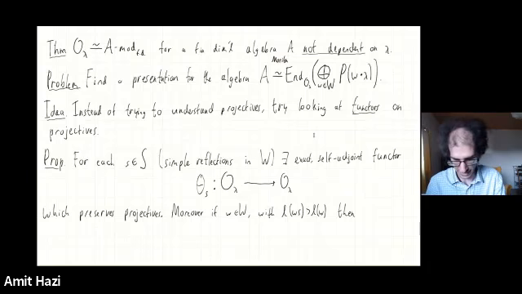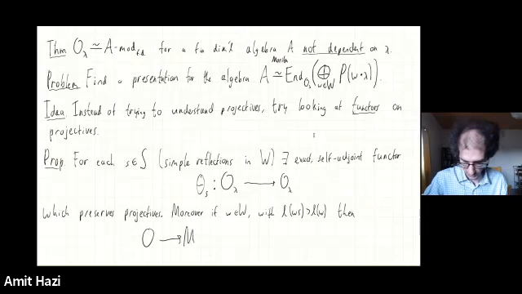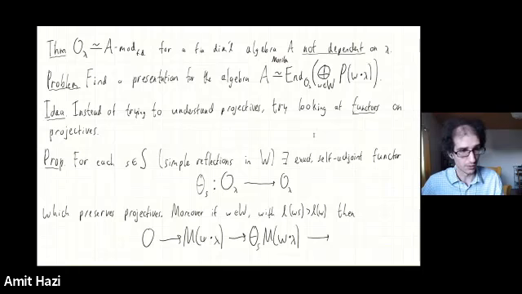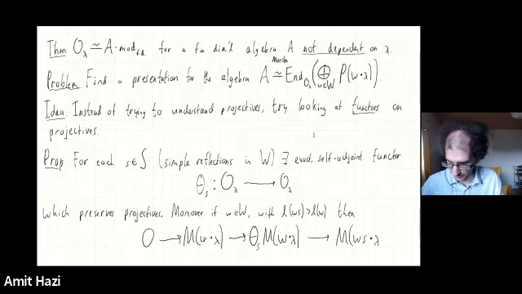we have an exact sequence: 0, which goes into the Verma module, which goes into theta s applied to this Verma module, which goes into the Verma module, but for ws dot lambda.